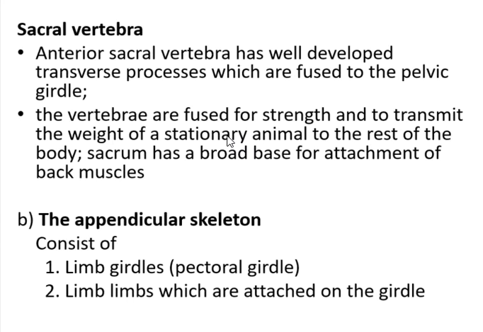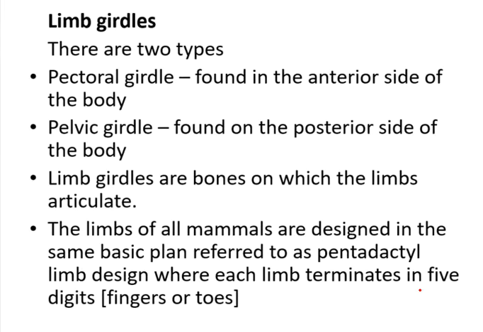Then attached to the girdles we have the hind limbs and the forelimbs, which are attached to both the pelvic and pectoral girdles. The limb girdles, as I've said, we have two types. The first one is the pectoral girdle, which is like the shoulder region, and this girdle is found on the anterior side of the body, whereas the pelvic girdle is found on the posterior side of the body.